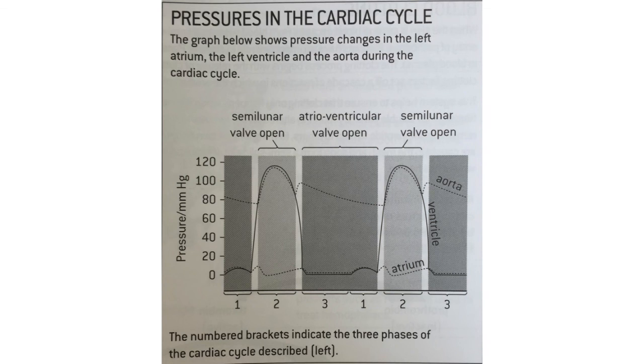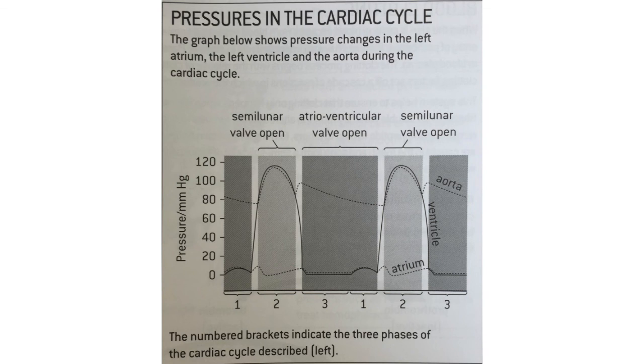And if you look at the ventricle trend, you can notice that the peaks are much higher, at 120 millimeters of mercury, as the ventricle is a lot thicker and also contains a lot more blood. Therefore, it needs a lot of pressure to pump that to the aorta and to the rest of the body.